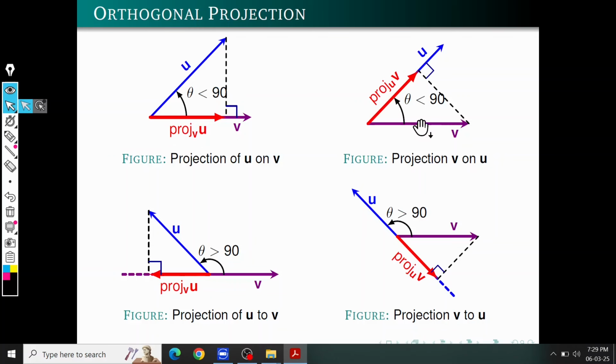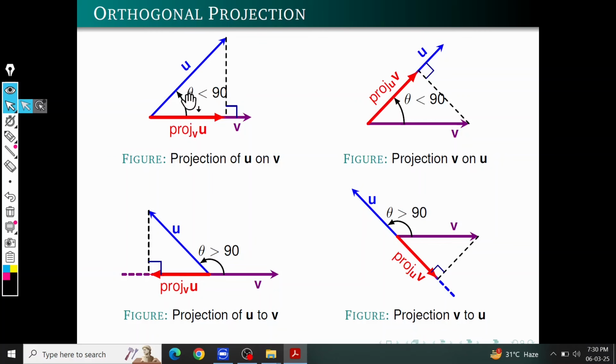So here also you can see what is meant by projection of v on u. From the tip of v, you have to draw the perpendicular onto the vector u. Then the new vector produced is called the projection of v on u. And what happens if theta is greater than 90? That is, if the angle between two vectors is greater than 90, then how can you draw the perpendicular from the tip of u onto v? You have to extend v to the opposite direction of v. Then you can draw the perpendicular from the tip of u onto the negative of vector v. So here projection of u on v is a vector which is in the opposite direction of v.